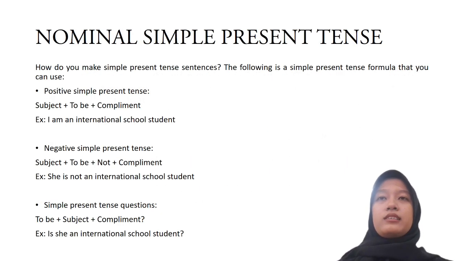Nominal simple present tense. How do you make a simple present tense sentence? The following is a simple present tense formula that you can use. Positive simple present tense: subject plus to be plus complement. Example: I am an international school student. For negative simple present tense: subject plus to be plus not plus complement. Example: she is not an international school student. For simple present tense question: to be plus subject plus complement. Example: is she an international school student?